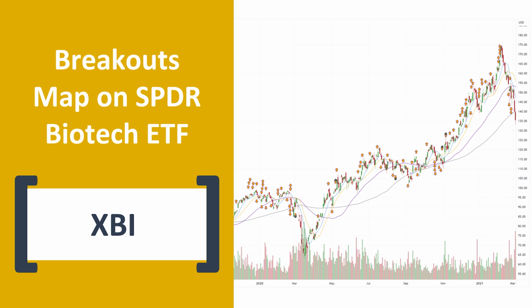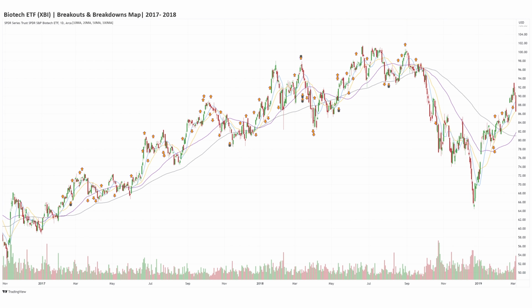Here's the breakouts map on the biotech ETF XBI. Each slide contains 2 years of daily price action on the particular ETF. Both breakouts and breakdowns are displayed. The 10, 20, 50, and 100 moving averages are also on the charts. What we see based on this, and I let you pause and review the slides in more details.